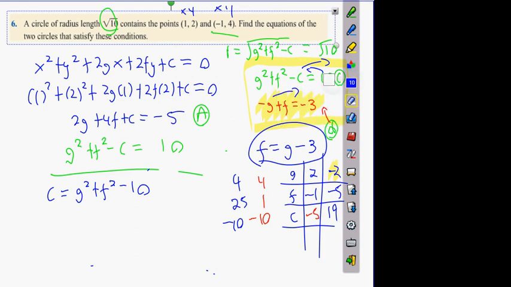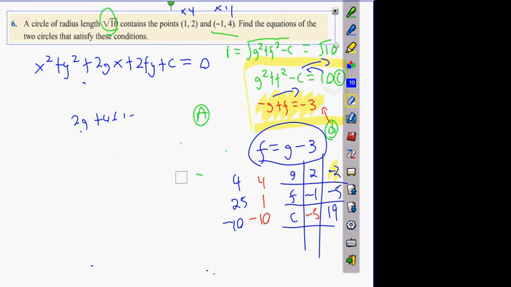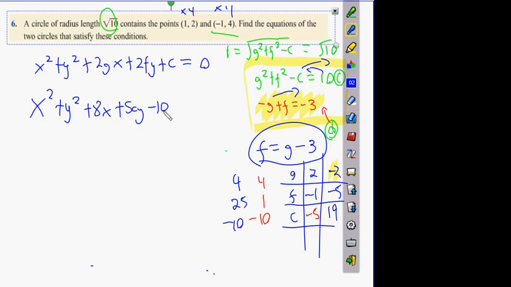So the equation of the circle is shown up here. X squared plus y squared plus 2gx plus 2fy plus c. Oh wait a second, I'm getting confused, aren't I? I'm confusing myself. Go again.